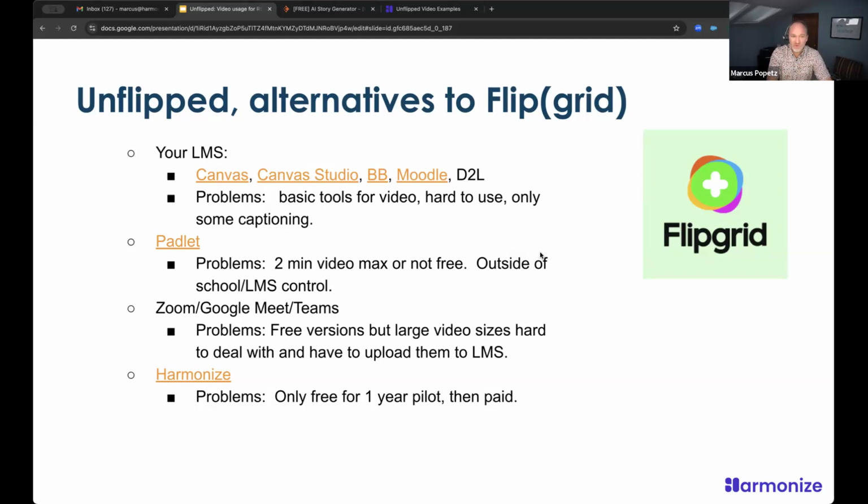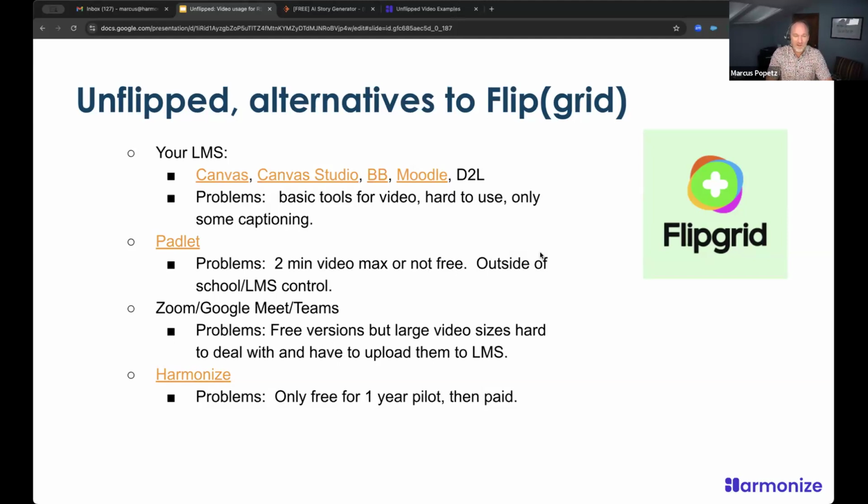We do have some people using Zoom, Google Meet, Teams, etc., but that often means recording it elsewhere and uploading it. There are big file size concerns with that. It does have a plus in that this is how they're going to be working in their business lives outside of school, so that's a great thing to teach them, but it is not super viable in terms of ease of use.